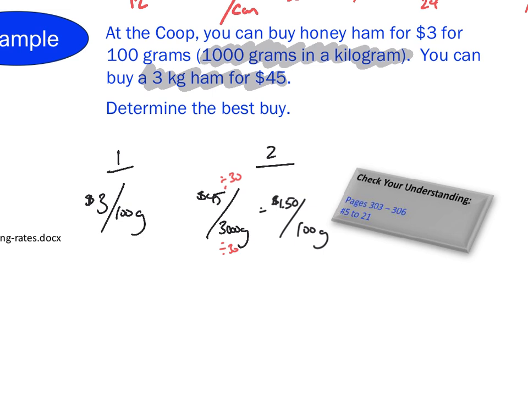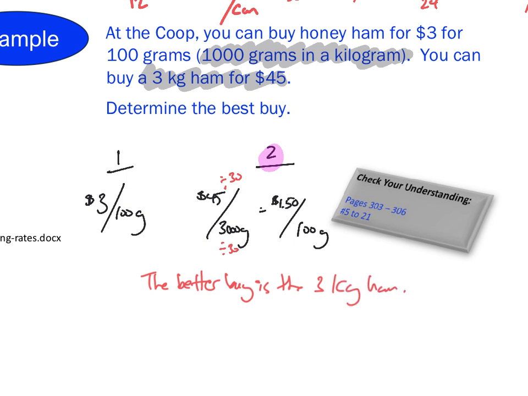So is it a better buy to get it per 100 grams, or is it a better buy to get the 3 kilogram ham? It's a much better buy to get the 3 kilogram ham. But we already knew that. Well, but now we're showing our work and we're writing it down. So the better buy is the 3 kilogram ham.